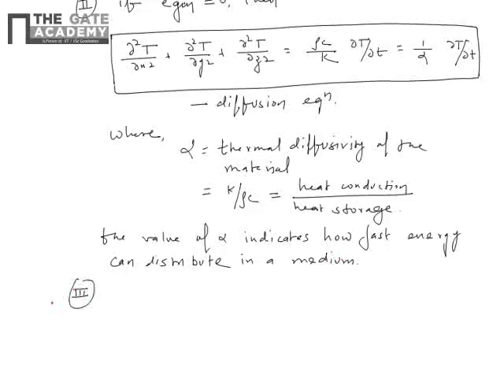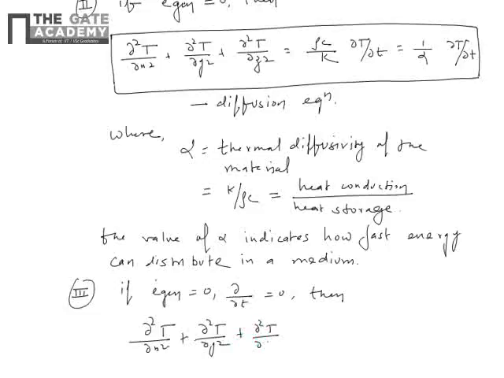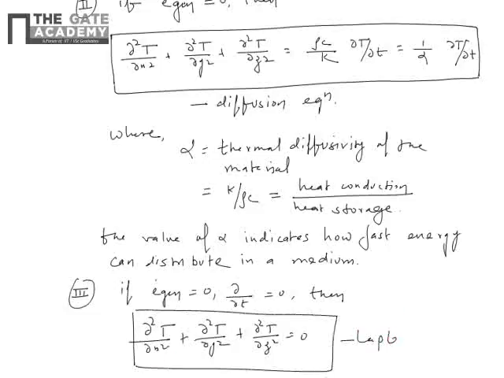Third case is if E dot gen is equal to 0 and heat conduction is a steady state process, that means del T upon del t is equal to 0. Then the general heat conduction equation will be del 2T upon del x square plus del 2T upon del y square plus del 2T upon del z square is equal to 0, and this equation is known as the Laplace equation.